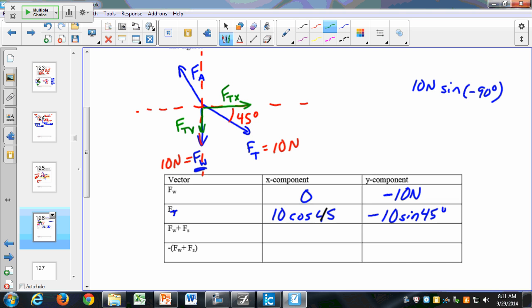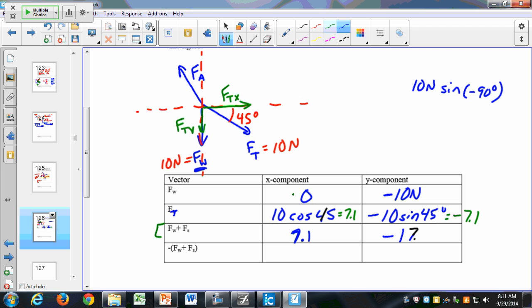And then if I want to know Fw plus Fs, I just say, let's see, what's cosine of 45? We have 0.71. So this is equal to 7.1. And this is equal to negative 7.1. So I can find the sum of the X components is going to be 0 plus 7.1, plus 7.1. And then this is going to be negative 10 minus 17.